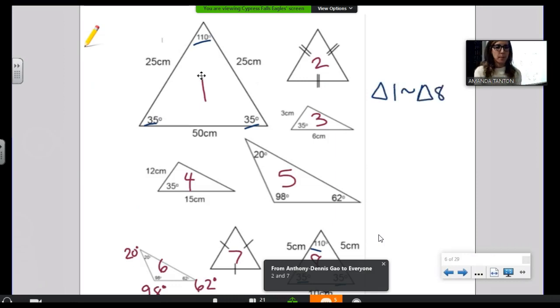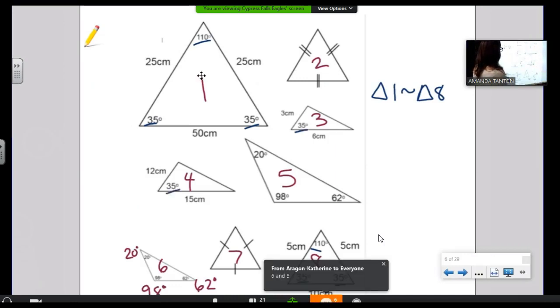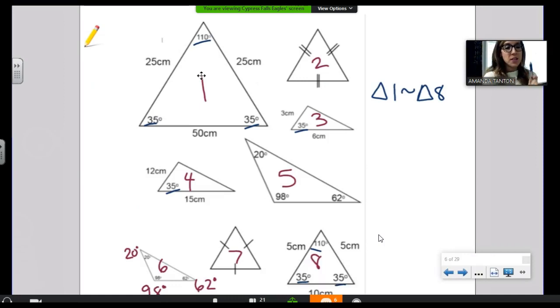What else you got? 3 and 4. All right, so angles are congruent, sides are proportional. Let's check. 12 divided by 3 is 4. 15 divided by 6, ooh, nope. So the angles are congruent, but the sides were not proportional.